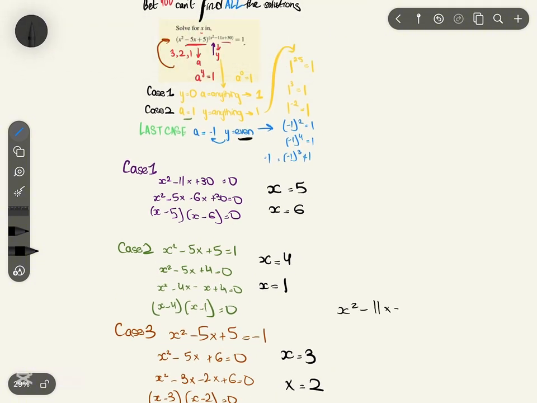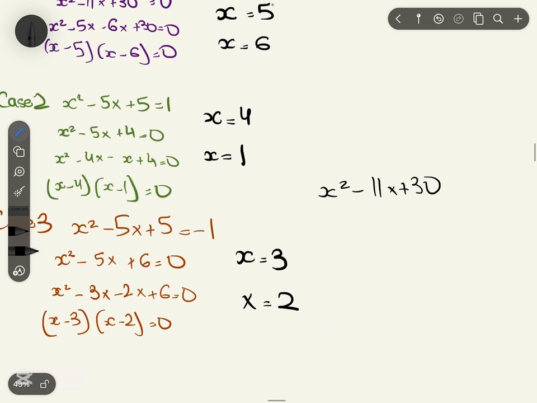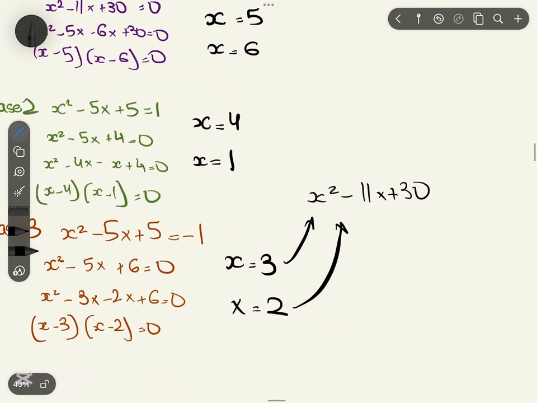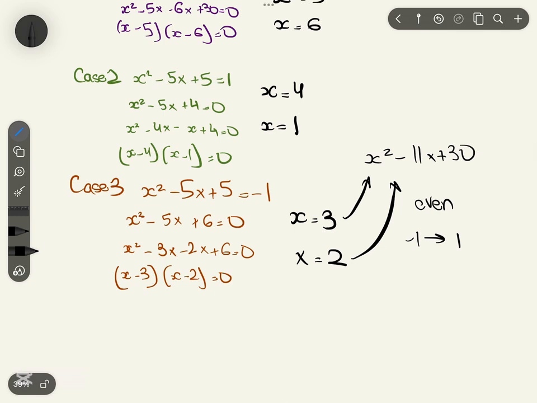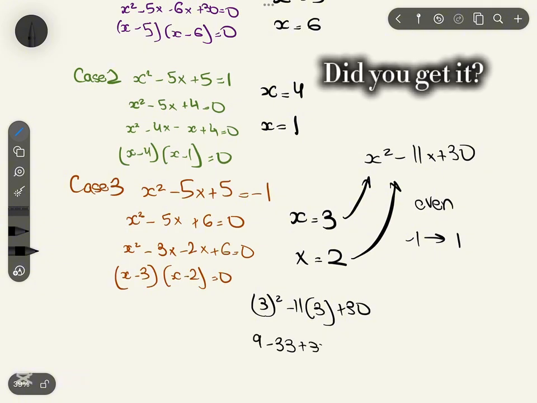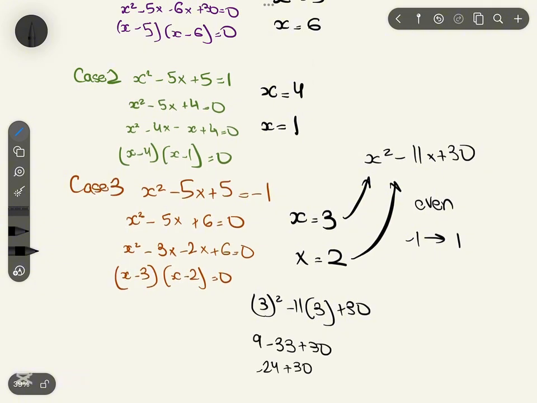How do we do this? We take the expression that we set as y and we put these two values in it and we see if the output is even. If it is even, then that means we consider it as one of the solutions because it turns minus 1 to 1. So let's insert 3 into it. 3 squared minus 11 times 3 plus 30 basically equals 9 minus 33 plus 30, which is equal to minus 24 plus 30. This is equal to 6, which is even, thus we consider 3 as a solution.